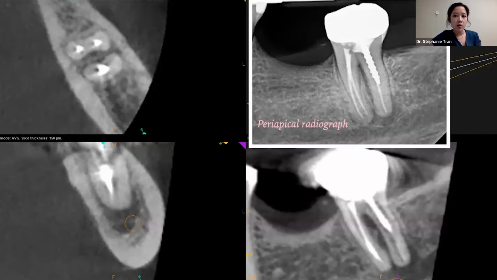So metal posts in a 2D radiograph are far more radiopaque than gutta percha, but on a 3D scan, unfortunately, they do show up the same color. So it's going to be really important to try to differentiate that when diagnosing.